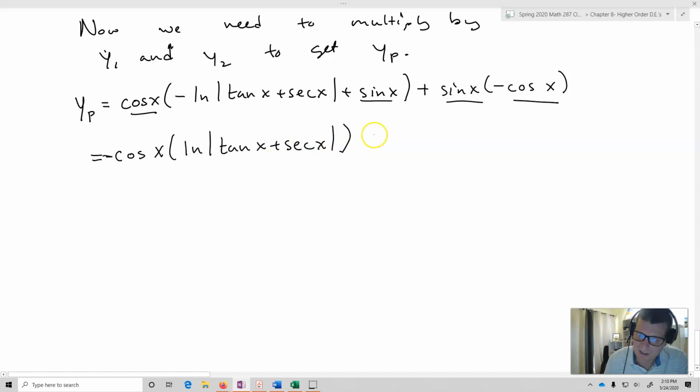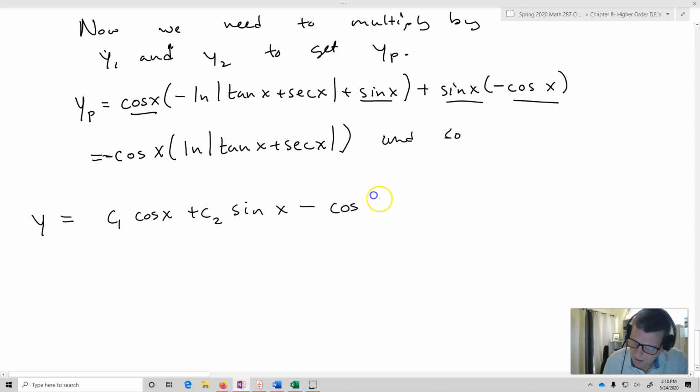Okay, and so y is going to equal c1 cosine x plus c2 sine x minus cosine x ln of the absolute value of tan x plus secant x.